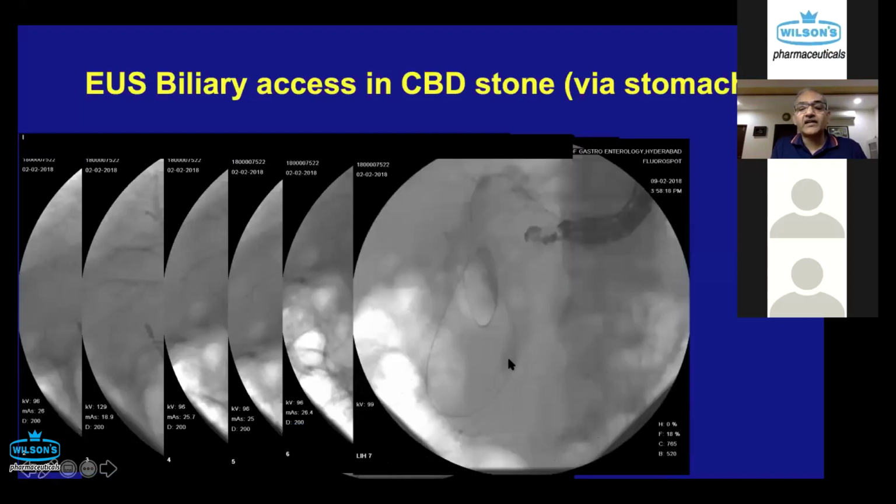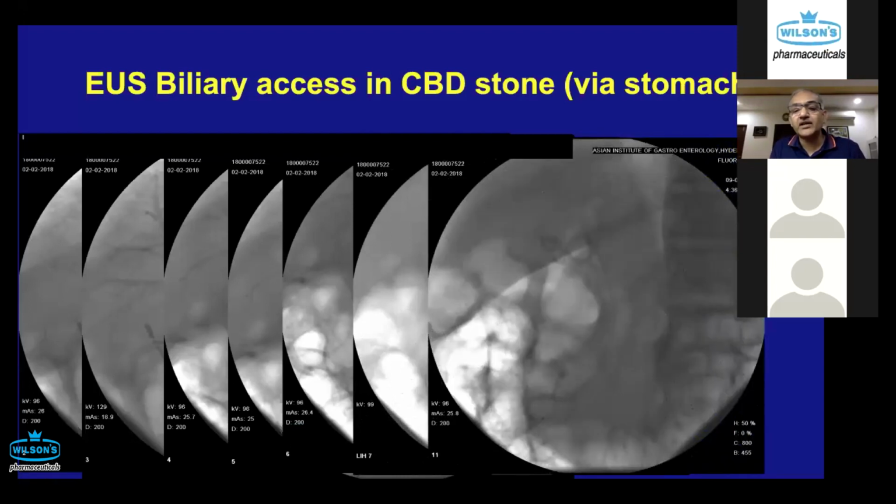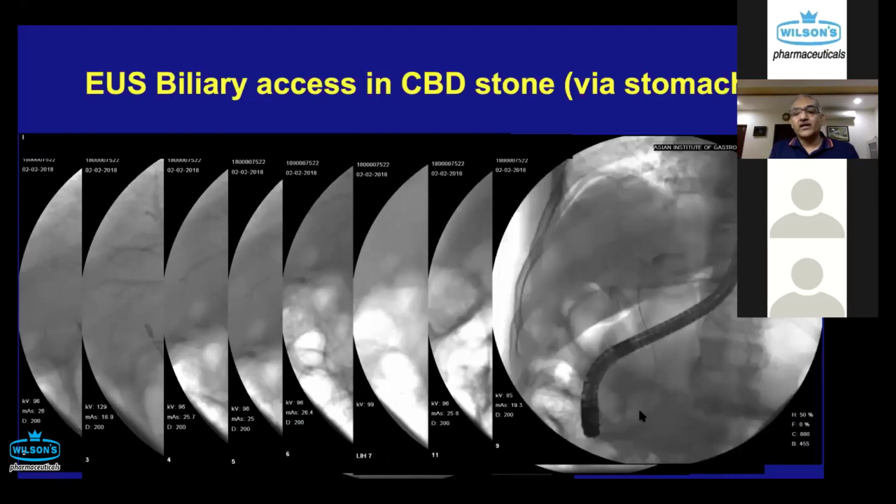And then finally the guide wire went across into the duodenum, and we did the stent placement again. So one need not do the complete procedure in the same go, because this patient had already gone through so much intervention. It's best to place a stent, come out, and do the complete procedure a few weeks later when he's better.